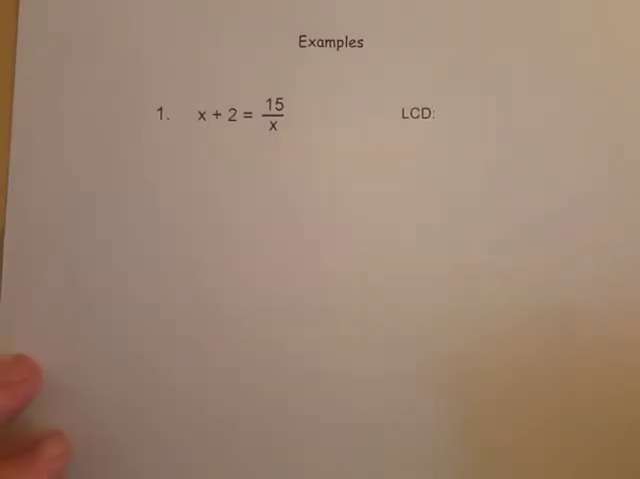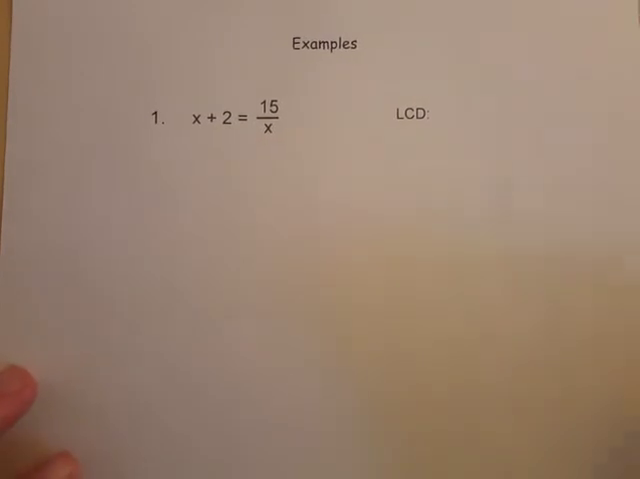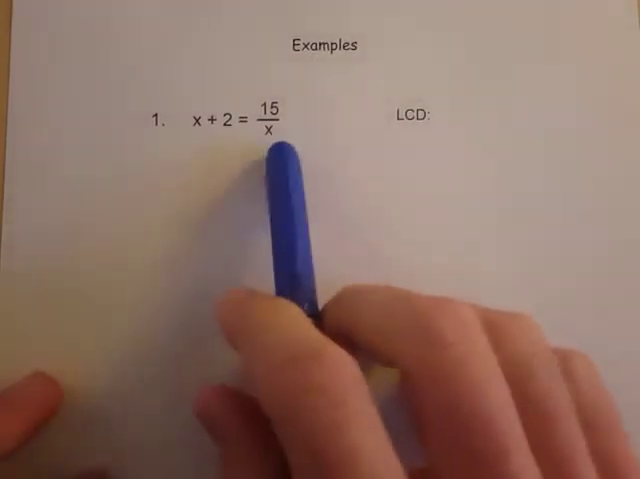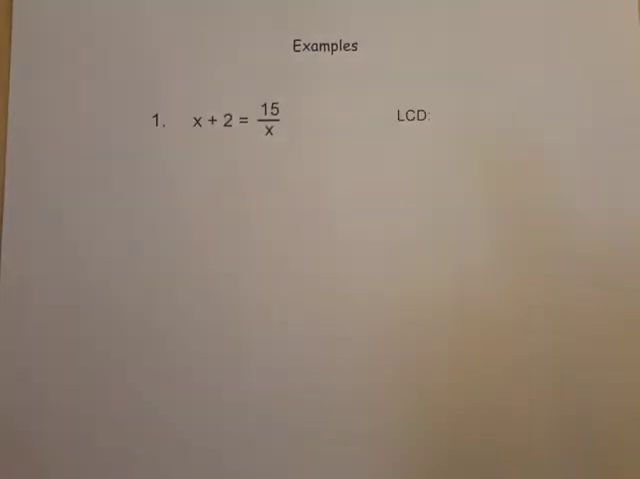The first example of equation solving in 2.7 day 1 is this one right here, probably the least complicated of the ones that we're going to be working with today. We have x plus 2 is equal to 15 over x. This is part of our chapter because it involves 15 over x. It has something involving a fraction.